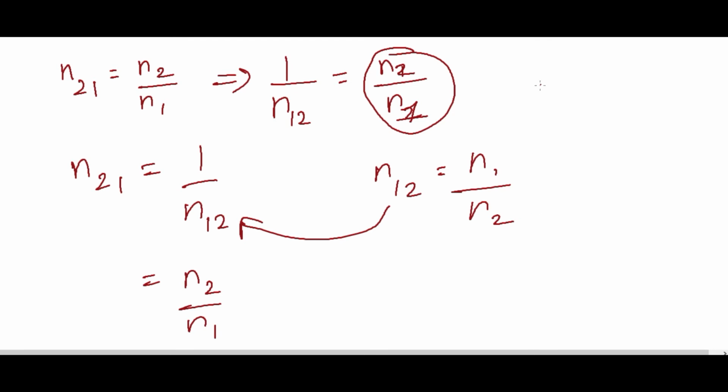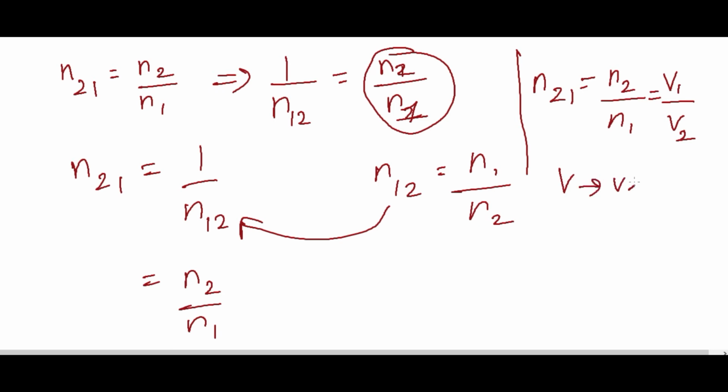Another formula with respect to the velocity. So what is the n21 formula? It is n2 by n1, which is a reverse story of your velocity. So it will be v1 by v2. Why is it like that? What is that v called as? Velocity. That is speed of light in first medium and speed of light in second medium. So in another way also you can write this.